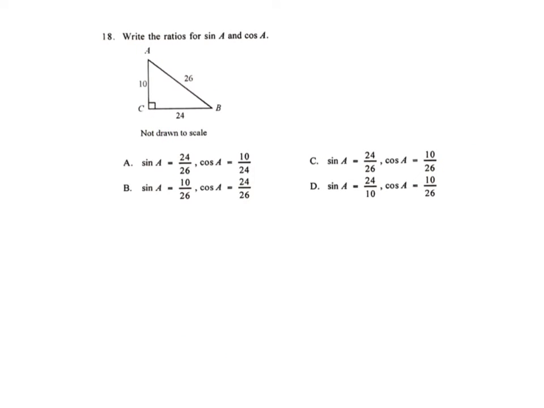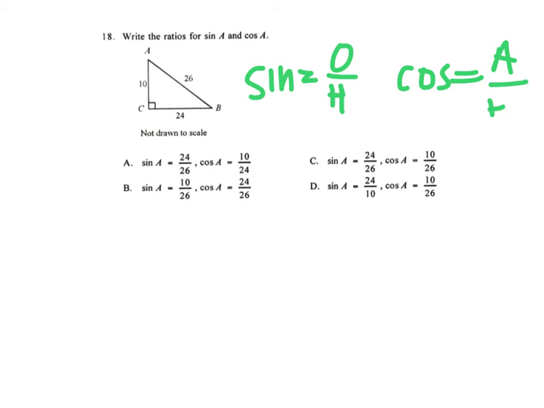For 18, we're writing the ratios for sine of A and cosine of A. Remember, sine equals opposite over hypotenuse, and cosine equals adjacent over hypotenuse. Again, we're going to start out by figuring out which angle we're looking at. We're talking about A and labeling our sides.